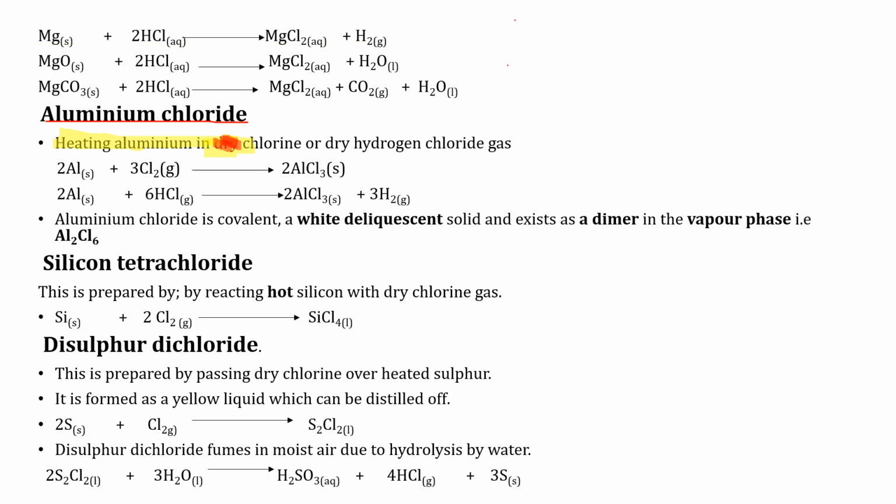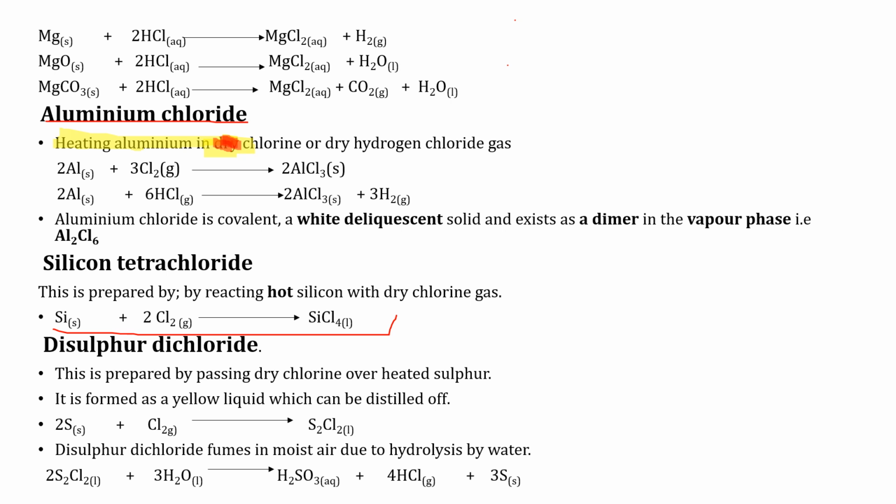So proceeding, we shall have silicon tetrachloride, and we are saying that silicon tetrachloride is prepared by reacting hot silicon with dry chlorine gas. All tetrachlorides of group 4, we said they have covalent chlorides. They have simple molecular structures. So, I told you how to explain the melting points of compounds with simple molecular structures.